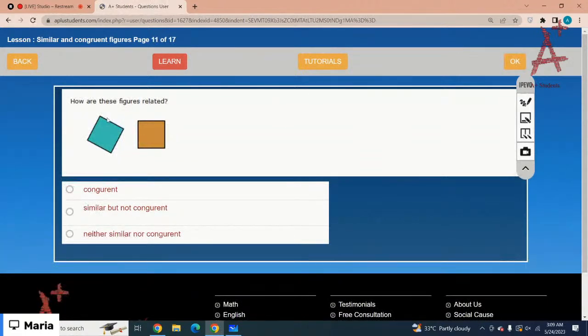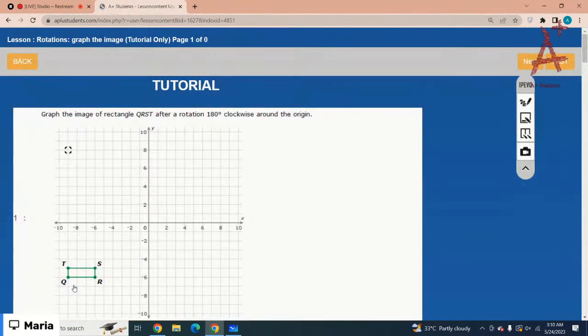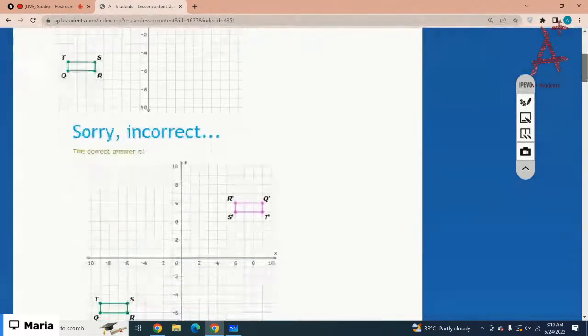Okay, you can complete the test by yourself later today. Let's just move on to the next lesson. And the next lesson is rotations, graph the image. So we're going to learn how to rotate the image. Graph the image of rectangle QRST after a rotation of 180 degrees clockwise about the origin.